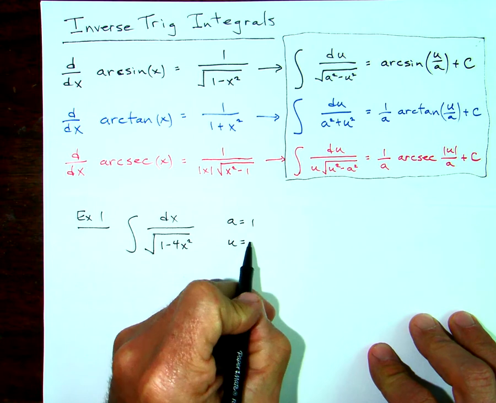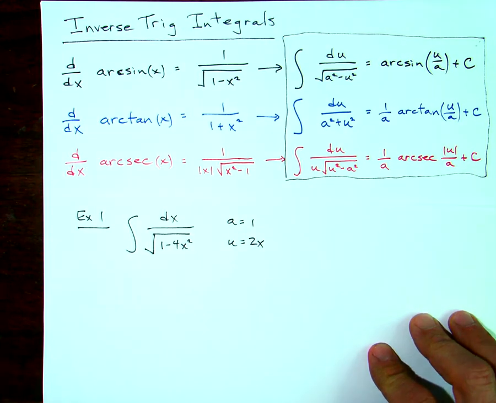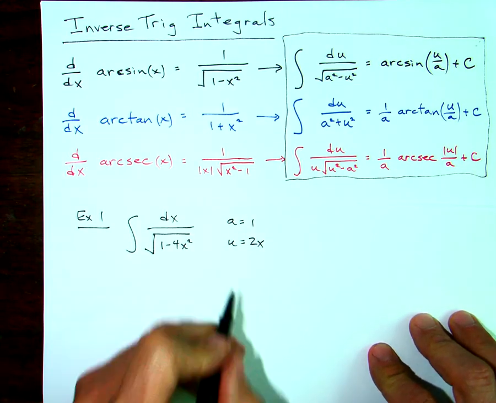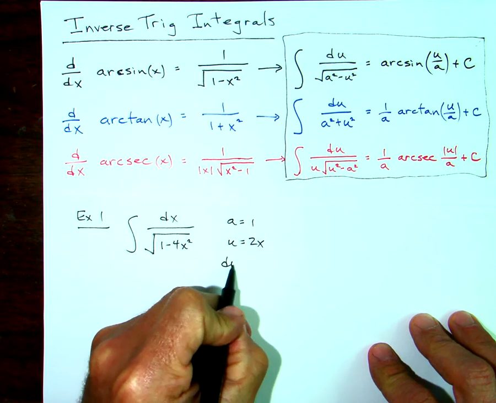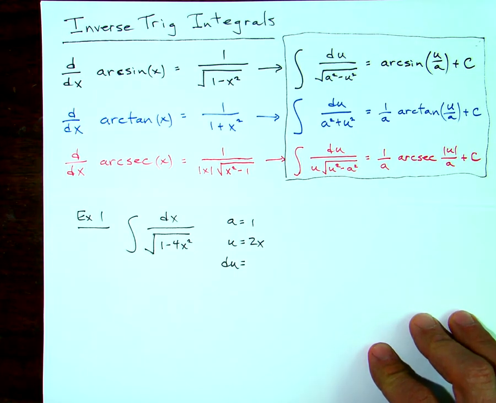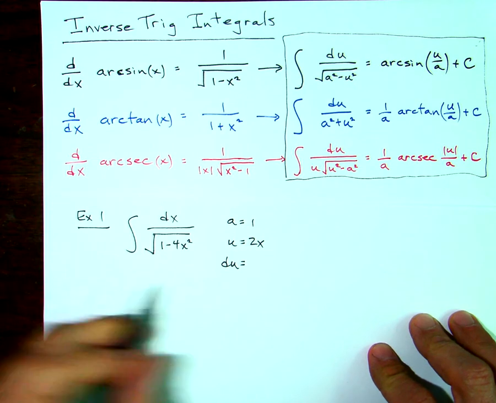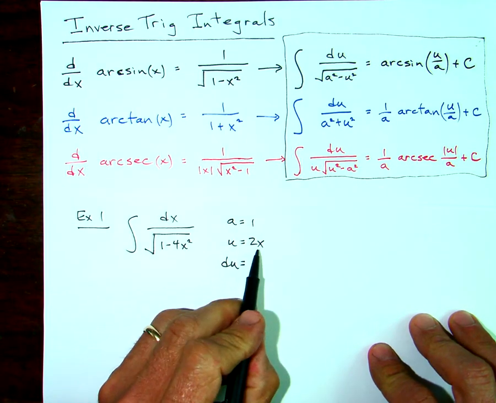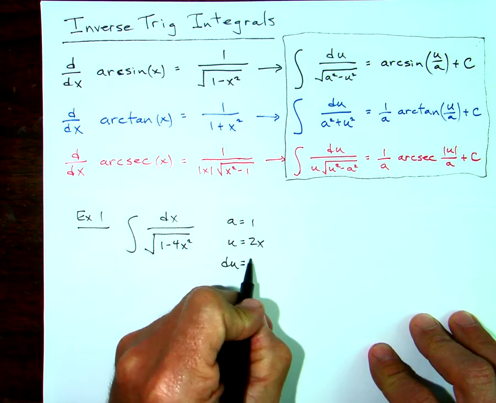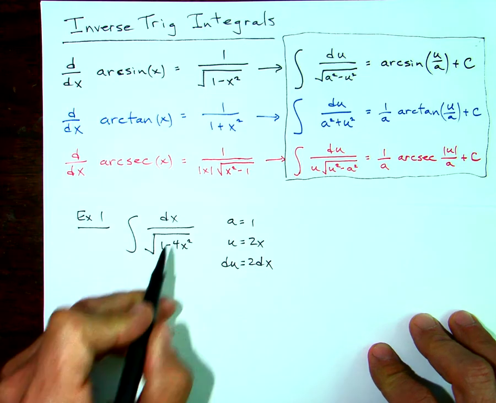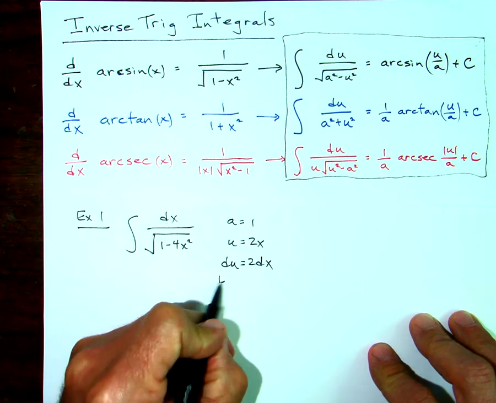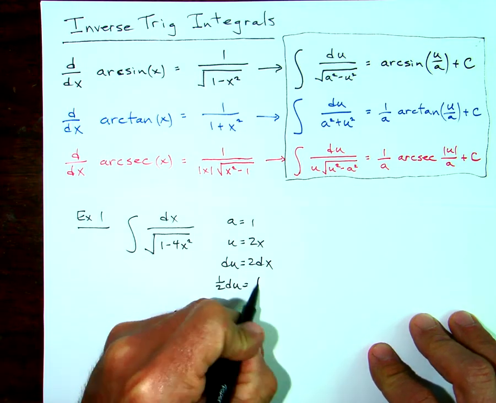So clearly that's going to be 2x, because if I square the 2 you get the 4, and square the x you get x squared. And now I need a du, right? So this is basically our substitution, like the substitution method, in the sense that u equals some function. So du is 2 dx, and I have a dx to replace here, so 1/2 du equals dx.